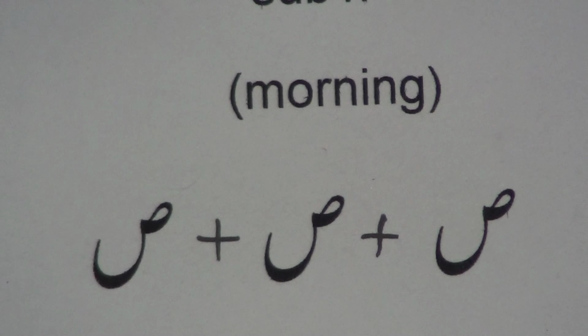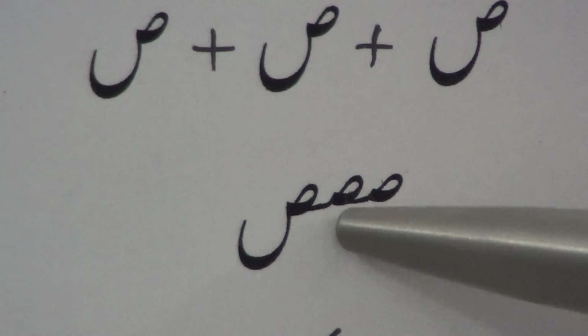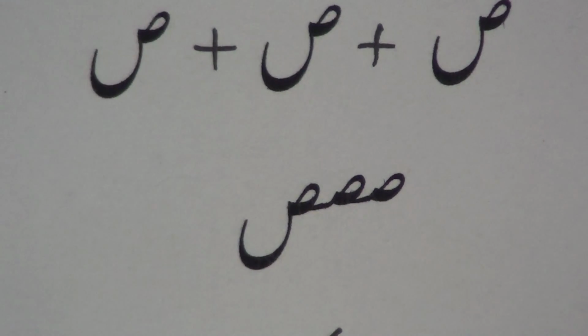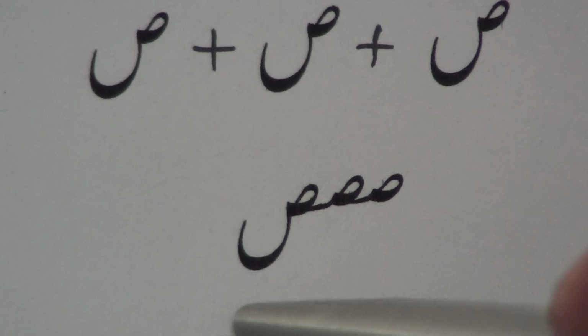When Swad is connected to other letters, what is its shape? For example, if we connect three Swads together, this is Swad in the beginning, this is Swad in the middle, and this is Swad at the last of the word. This is initial Swad, this is medial Swad, and this is final Swad.